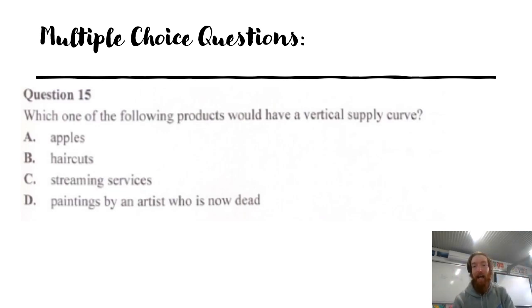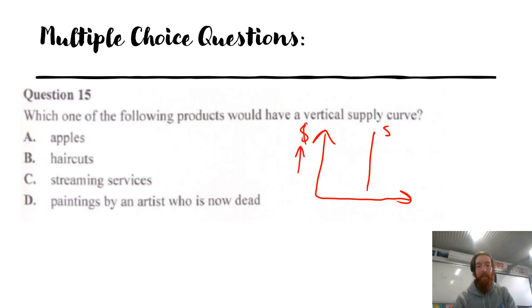Which of the following would most likely have a vertical supply curve? Hopefully you drew this and you've done a supply curve straight up, which just means that no matter how much the price increases, quantity can't increase. So apples, they can always supply more, so we can rule out. Haircuts, they can supply more. Streaming services have a horizontal supply curve because no matter how much the price goes up, they can just supply infinitely more. Paintings by a dead artist who is now dead. That artist is dead. He can't paint anymore, or she can't paint anymore.